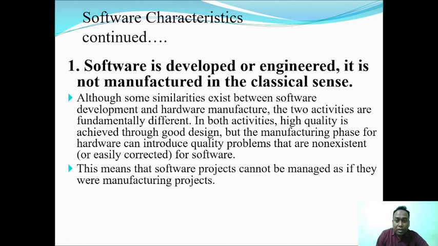Software is developed or engineered. It is not manufactured in the classical sense. Although there are similarities between the two, both activities are highly dependent on good design, but in the manufacturing phase of hardware, quality problems can be introduced that are nonexistent or easily corrected for software. This means that software projects cannot be managed as if they were manufacturing projects.